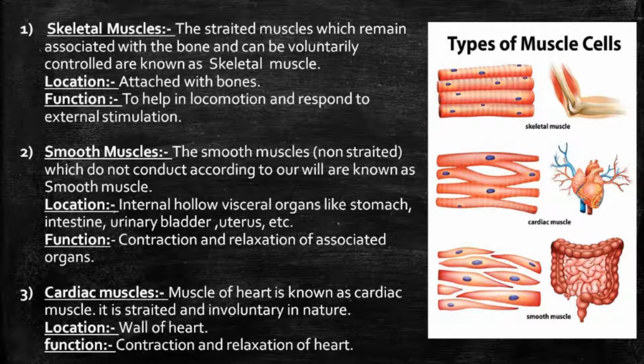Number 3 is the cardiac muscle. Muscles of the heart are known as cardiac muscle. The fibers of cardiac muscles are striated, uninucleated and branched. They are relatively short. They can contract without outside stimulation. The cardiac muscles are found in the wall of the heart. The function of cardiac muscle is contraction and relaxation of the heart.